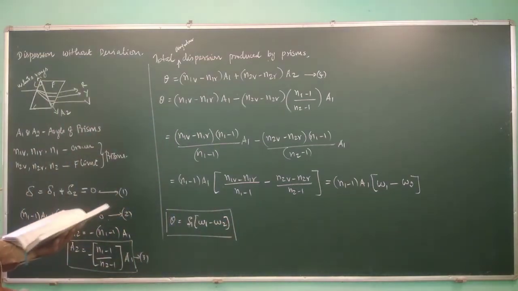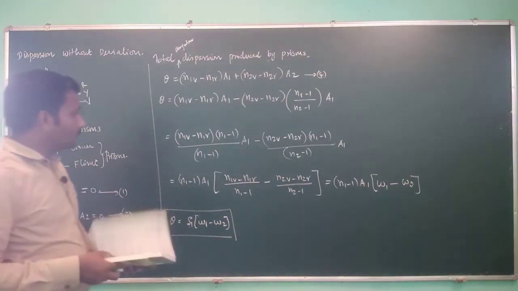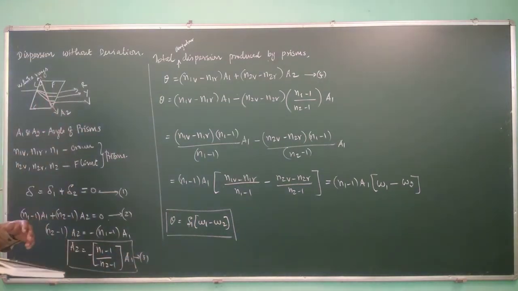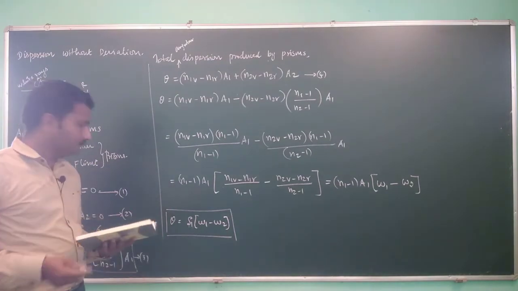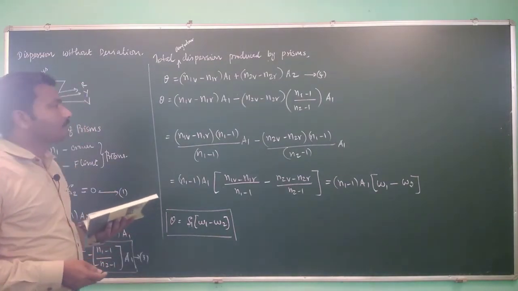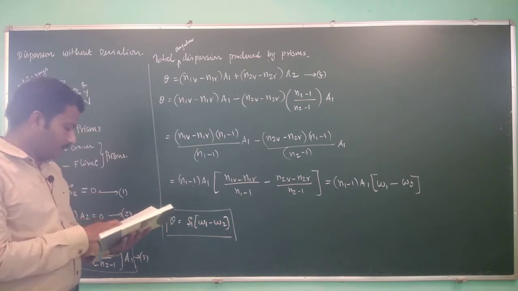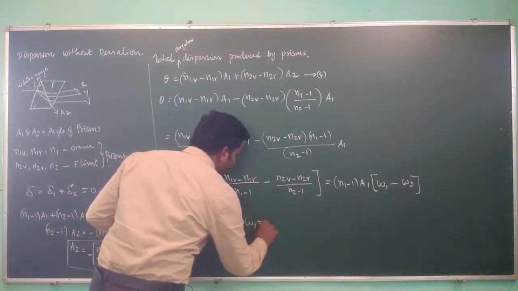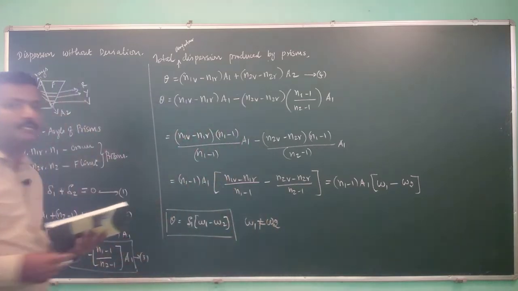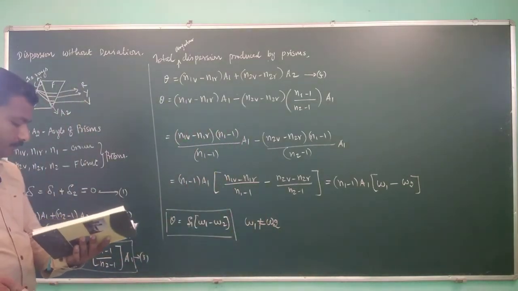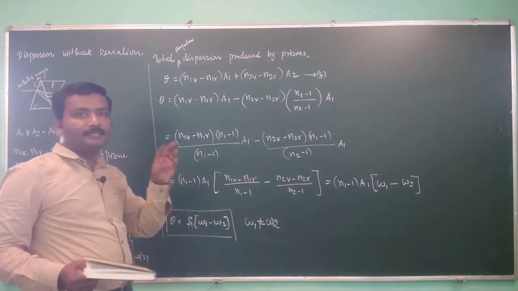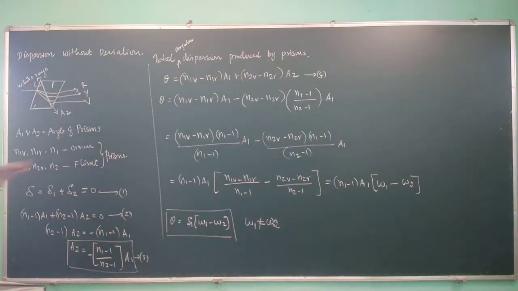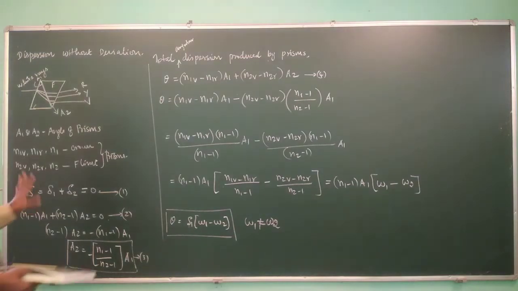Here omega 1 and omega 2 are the dispersive powers of the crown and flint prisms, and delta 1 is the mean deviation of the first prism, so that will give you the total angular dispersion produced by these two prisms. Omega 1 minus omega 2 is not equal to 0, because we have considered two different prisms, so this term cannot be 0, and there will be a resultant dispersion. This derivation is a little bit simpler than the one we discussed for deviation without dispersion.